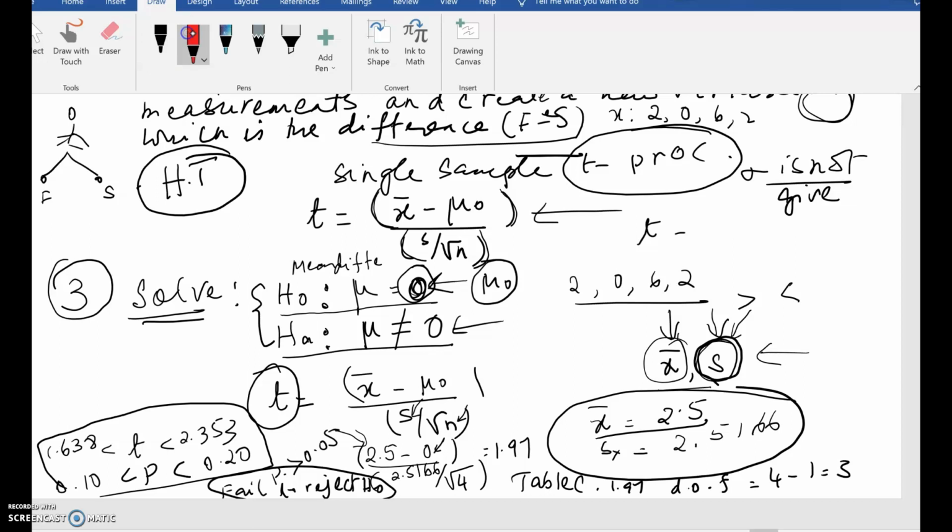Always, there's a 0 for a matched pair problem. There is no number because we are taking the difference. H0 means no difference. There is no difference between the two gestational times. If there is no difference, you subtract one from the other, what do you get? You get a 0.